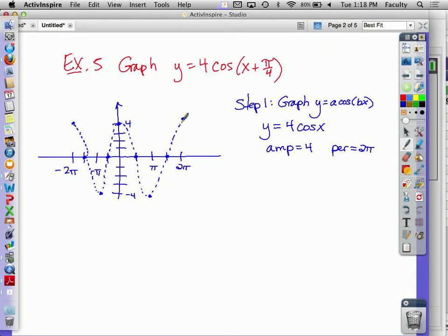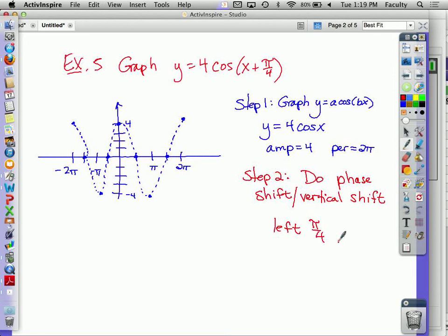And that will represent the first graph. So you use a dashed graph. Step 2, do either your phase shift or what we're going to see in the next one, the vertical shift. So we'll put it here if you're looking at steps. So this one is moving left pi over 4. Do you remember, the inside is the opposite? The inside is the opposite of what you want.